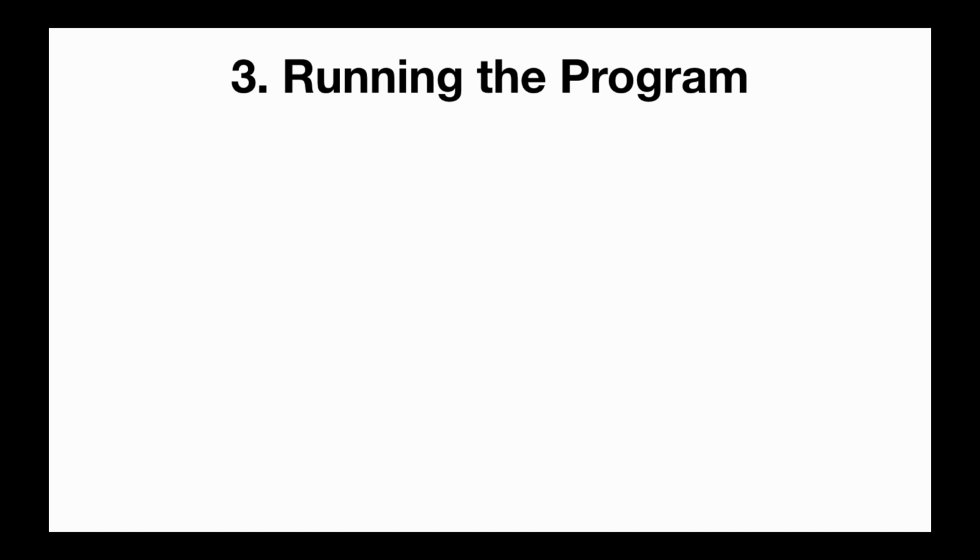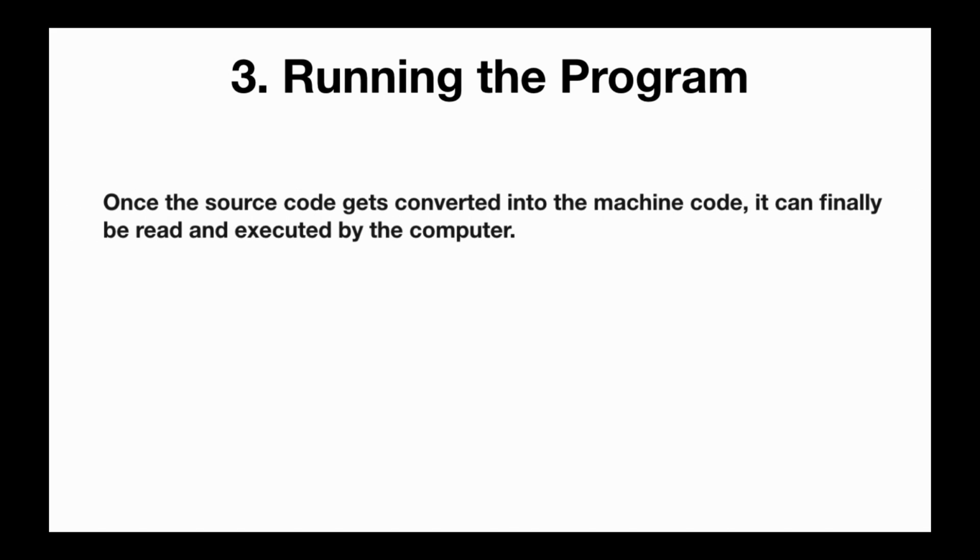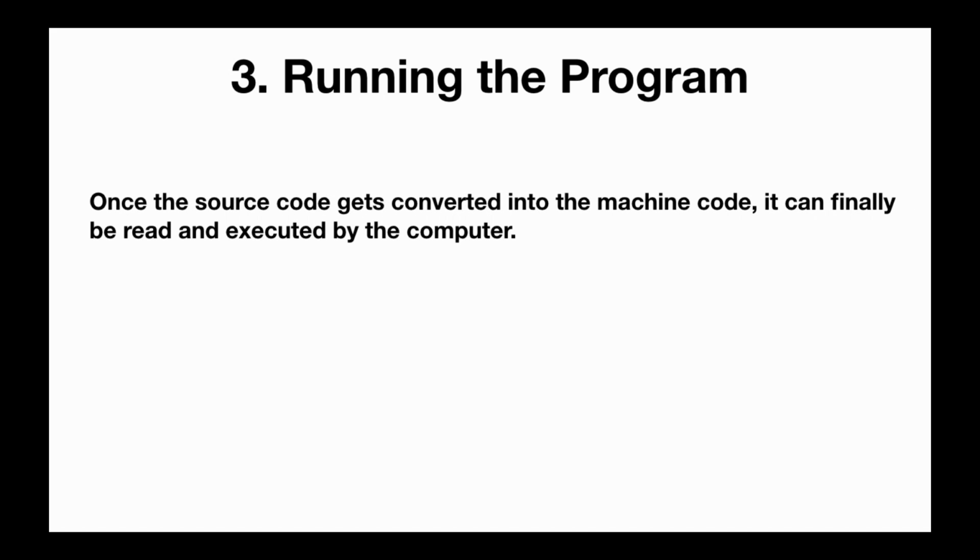Right. So the third step is running the program. Once the source code gets converted into machine code, it can finally be read by the computer, and the computer understands what it needs to do, and based on this machine code, it performs the operation. And note here, when I say it performs the operation, it's nothing but what it can do. It can just turn the transistor on and off. That's it, right? So that's what running the program is all about.